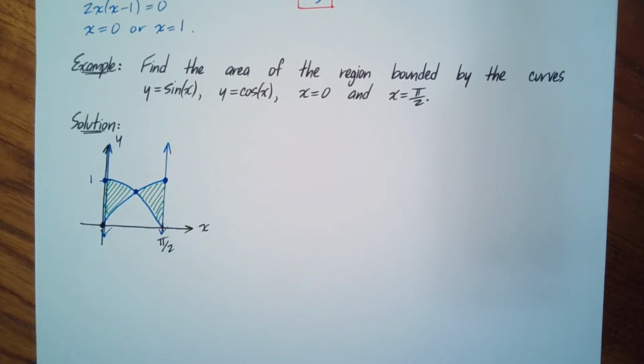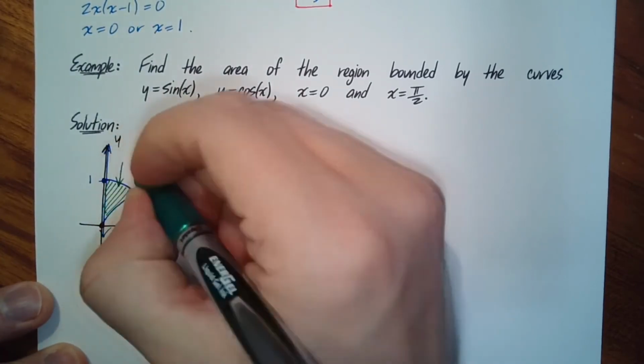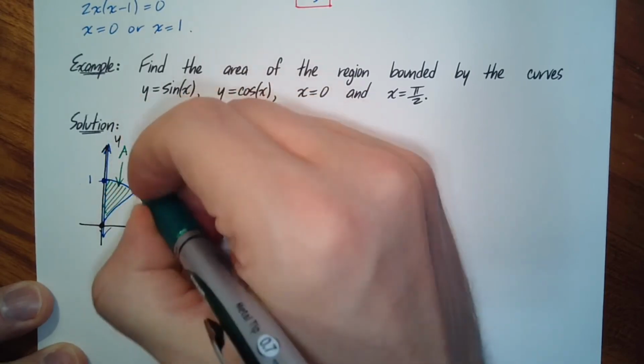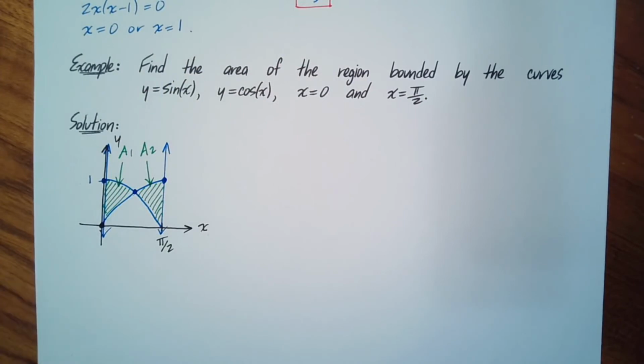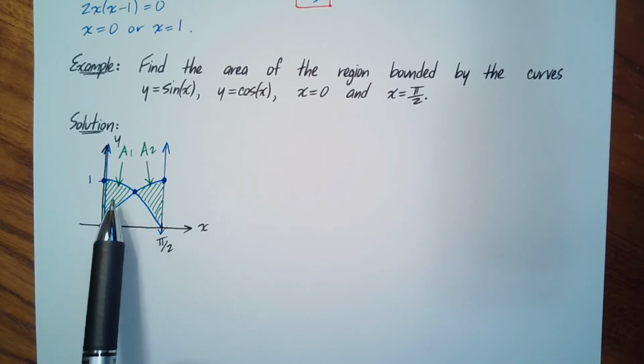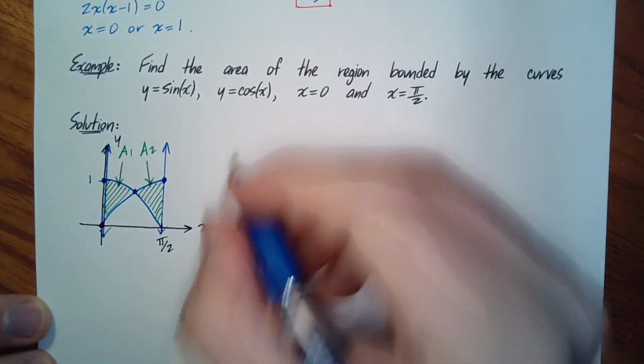Okay, let's start by giving them names. Let's call this one A1, and we'll call this one A2. And then we can just calculate them separately, and then we can add them together. Once we find the two areas separately, we can just add them together to get our answer, which is the area of these two pieces, both of them included. So let's work them out one at a time. So let's start with A1.